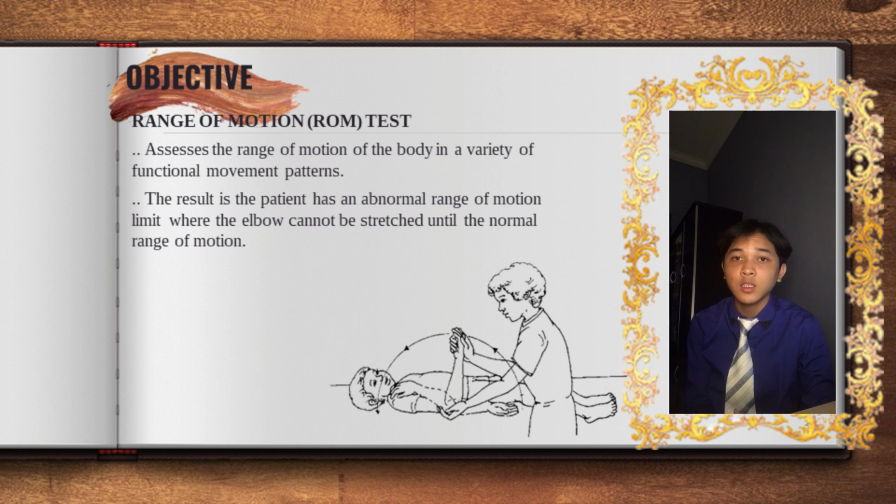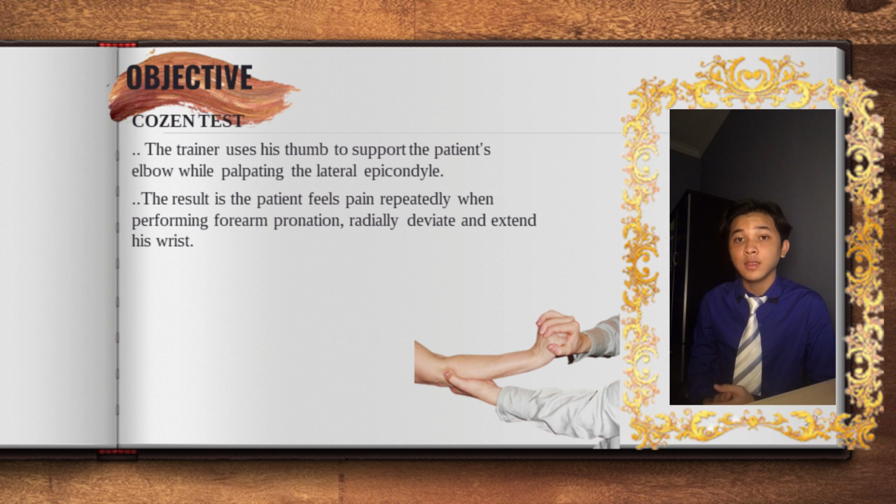After that, the patient needs to do a passive range of motion to measure the amount of movement in a joint or body part to see if there is a limited range of motion. With the trainer helping the patient move his elbow and forearm, the result is the patient has a limited range of motion, where the elbow cannot be stretched to the normal range of motion. The last test is the Cozen test.